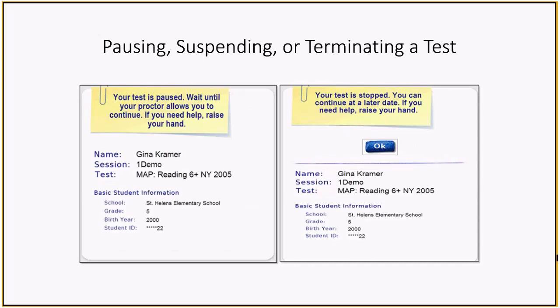This is what the scholar will see on their computer when the teacher pauses or suspends their test. The left side is an example of a paused test. A test will need to be paused if and when a scholar needs to go to the restroom. There is nothing for the scholar to click on. They will have to wait for the teacher to resume the test in order to complete their test.